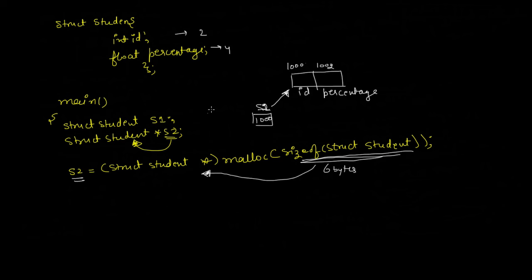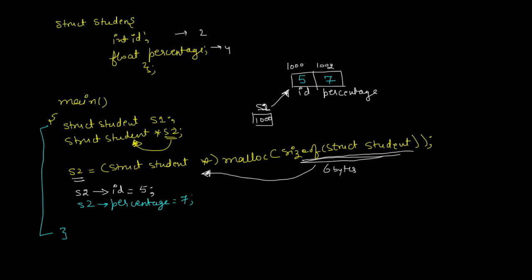Okay, then if you want to access this ID part, you can do S2 arrow ID is equal to 5, right? That means this 5 will be stored here. Okay, if you do S2 arrow percentage is equal to 7, that means this 7 will be stored here. Okay, so this is how you can use the power of malloc function to define your own variables, where S1 and S2 are pointing to those variables.